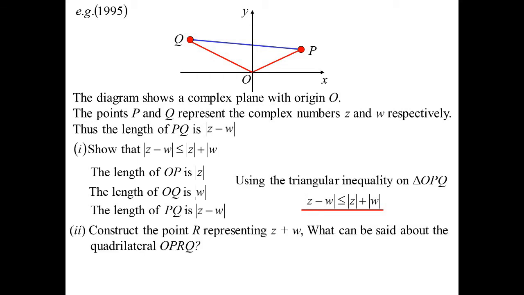Part 2, construct the point R that would represent z plus w. And then what can be said about that quadrilateral? So z plus w, that'll be the other diagonal. So there it is up there at R. What can be said about the quadrilateral? Well, it's a parallelogram. Now, if those two diagonals are equal, that's what that's basically saying. If the magnitude of z minus w is the same as the magnitude of z plus w, so the two diagonals are equal, what can be said about w divided by z? So we're saying the diagonals are equal. So we've got to think about it. What quadrilateral does it make it? Okay, it's a parallelogram, but I can now refine it down.